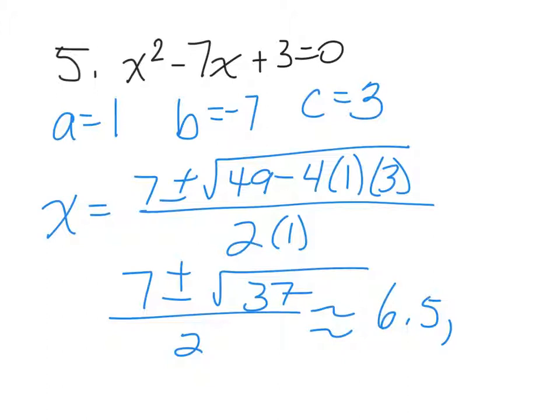Okay, 7 minus square root of 37. Sometimes shortcuts are not that much shorter. Divided by 2, I get, to the nearest tenth, I'm going to get 0.5. All right? We ready for 6? Not quite yet. You mean 7? Yep. Oh, my bad. 7.